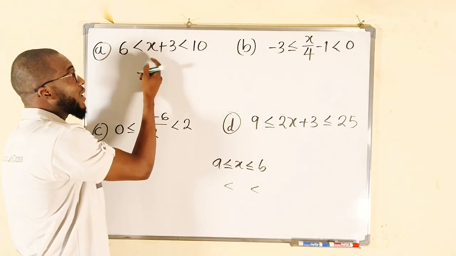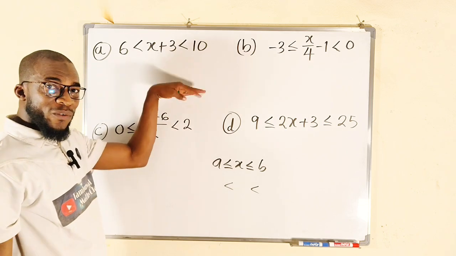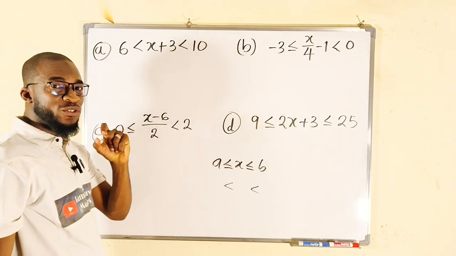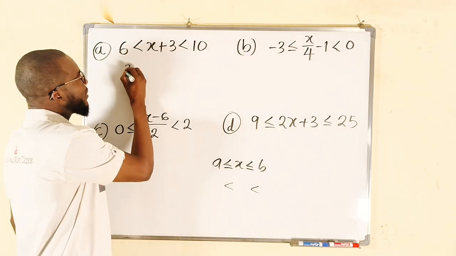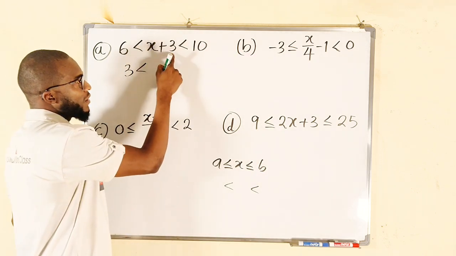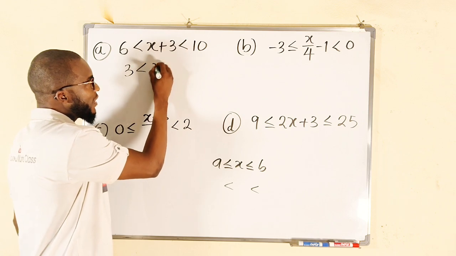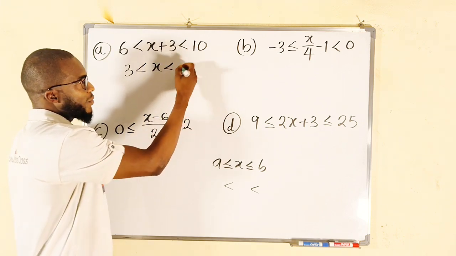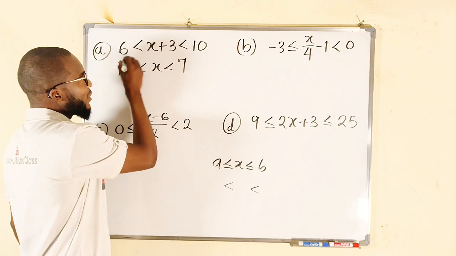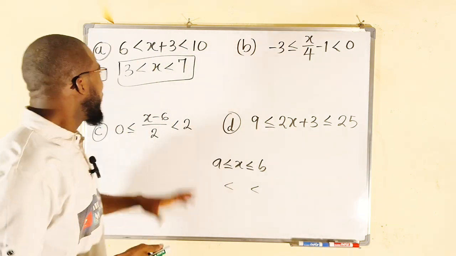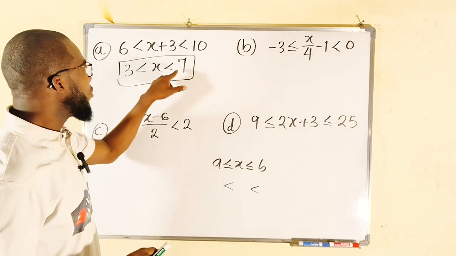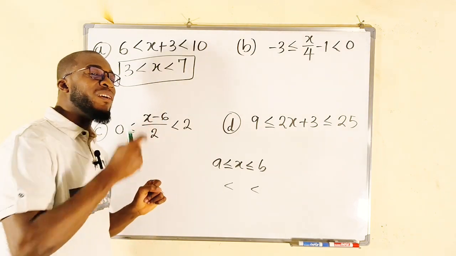6 minus 3, because the moment 3 crosses over the inequality sign, the sign will change to negative. It's positive here. 6 minus 3 is 3, less than 3 minus 3 is 0, leaving only x here, less than 10 minus 3 is 7, and hence this is the solution to this problem. It means that x is between 3 and 7, excluding 3 and 7.